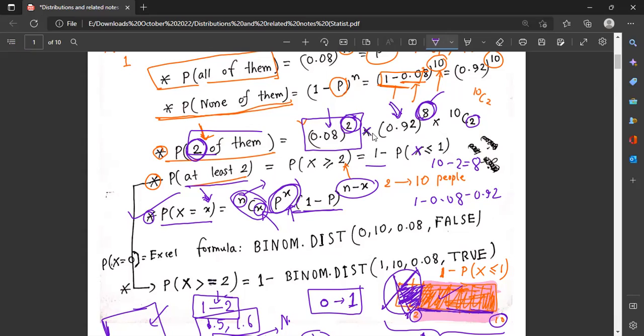So we multiply this probability. And see here 10C2, it is the nCx. I have written the formula clearly at the last part. So this is how we calculate a binomial distribution, okay?